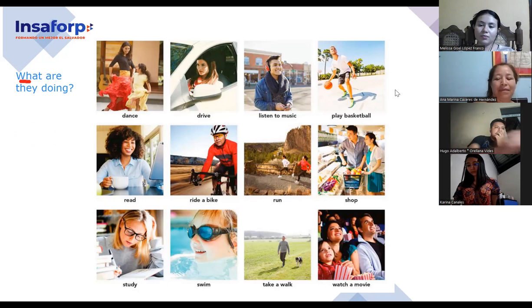She's driving. No, la pregunta, Ana María. La question, la pregunta. Ay, esta de aquí. What is she driving? No. Mire, tengo aquí, mire cómo está estructurado. Doing al final. Okay.